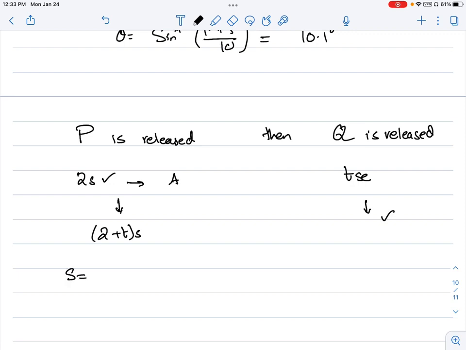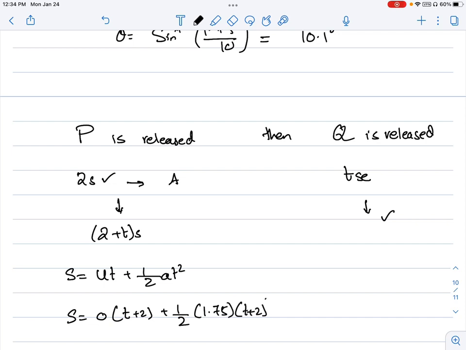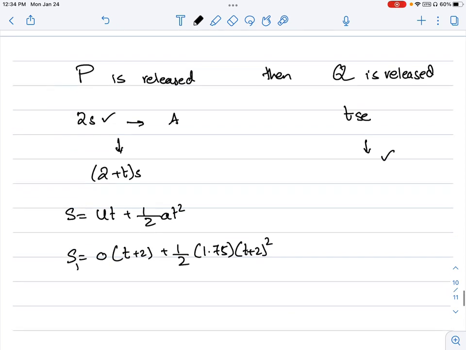The distance travel formula is s is equal to ut plus half at squared. So s is equal to 0 times (t plus 2) plus half times acceleration, which we got as 1.75, times time (t plus 2) whole squared. This is the distance traveled by P. Let it be SP. SP is equal to 1 upon 2 times 1.75 times (t plus 2) whole squared.